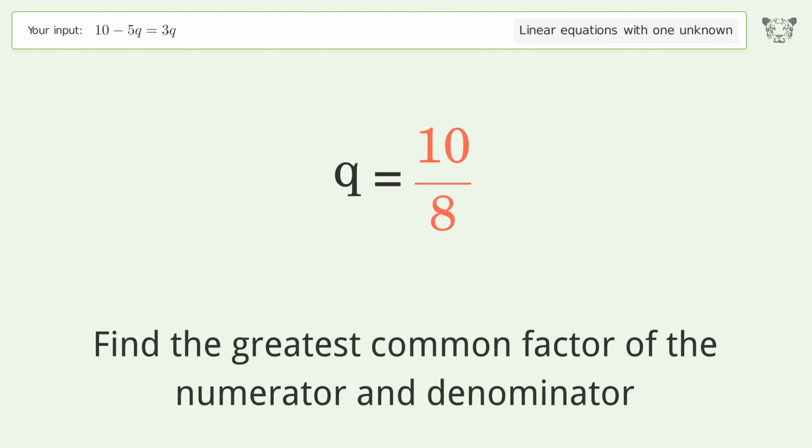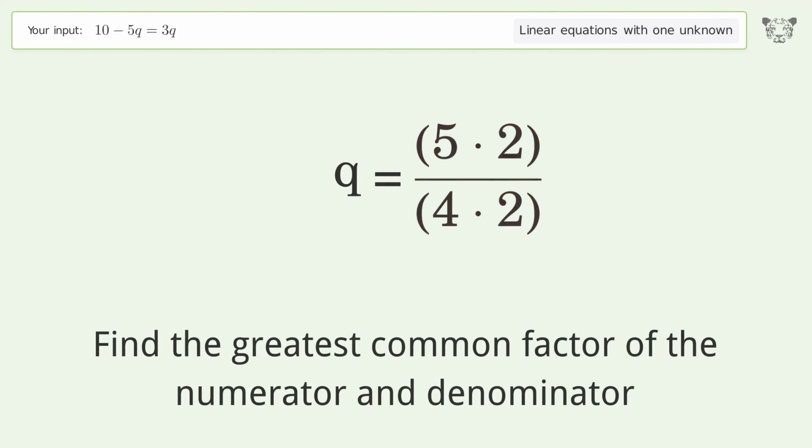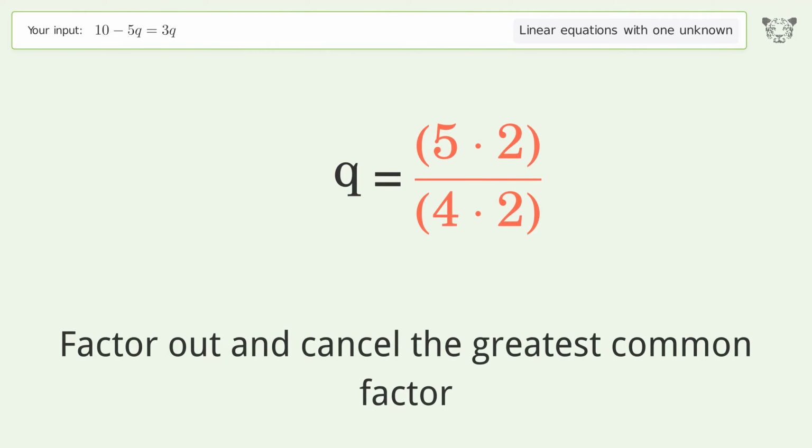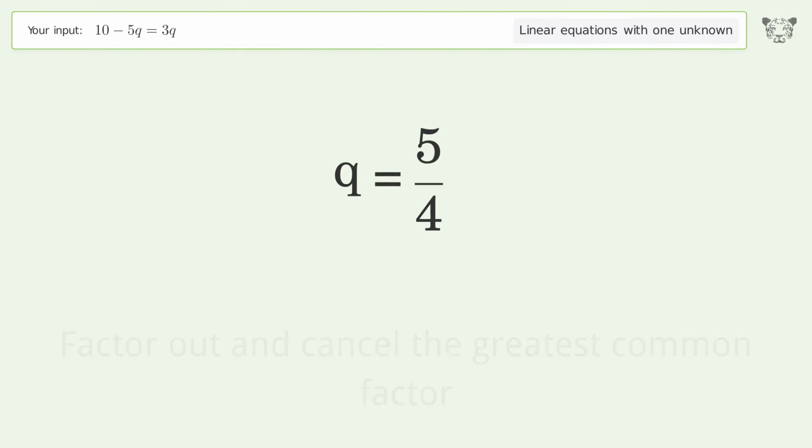Find the greatest common factor of the numerator and denominator. Factor out and cancel the greatest common factor. And so the final result is q equals 5/4.